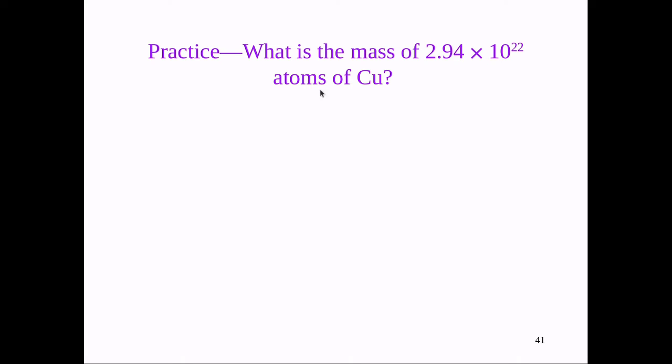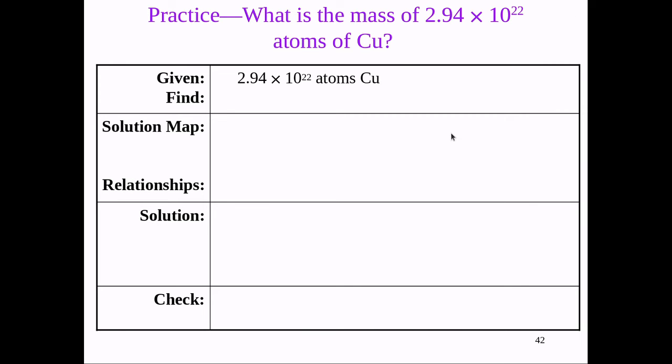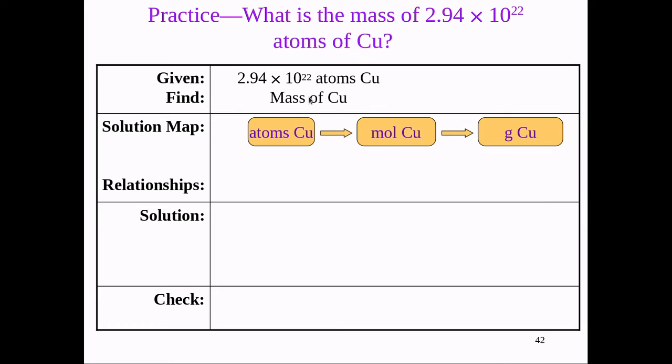Let's see if we can go the other way. If we're given the number of atoms of copper and we're asked for the mass of that much, can we do those problems? So this time we're given that we have 2.94 times 10 to the 22 atoms of copper. We're asked to find the mass of copper. For our solution map, we have atoms of copper to moles of copper to grams of copper. So it's basically the reverse of the situation we had before. But again, our gateway between atoms and grams is going to be moles.